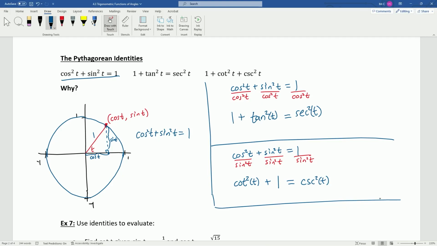So again, the Pythagorean identities are exactly what they sound like. It's just the Pythagorean theorem for the unit circle, and then rewritten into very similar forms by just dividing out one of our terms, either cosine squared or sine squared.